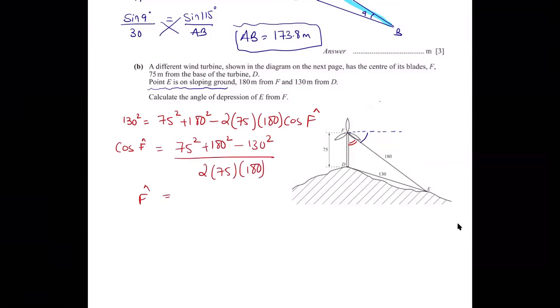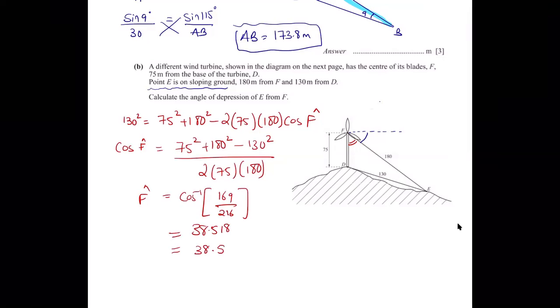Seventy-five square plus 180 square minus 130 square, divided by 2 times 75 times 180. If you take the cos inverse of this value, which is 169 upon 216, and solve it, the cos inverse of this value comes out to be 38.5518. Let me know if you have reached till here.